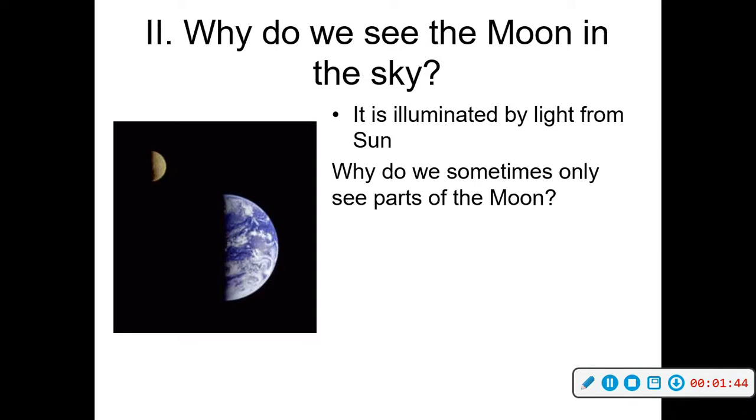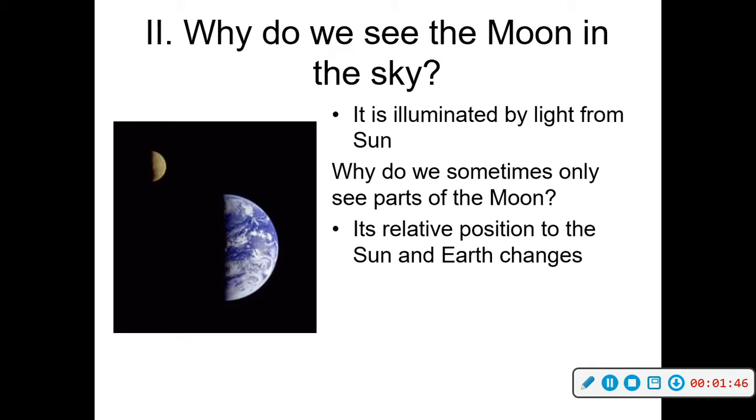So why do we sometimes only see parts of the moon? Its position is changing compared to the sun and Earth. And that's why we see different amounts of lighted moon from Earth's perspective. The moon revolves around the Earth, causing the moon phases to occur.